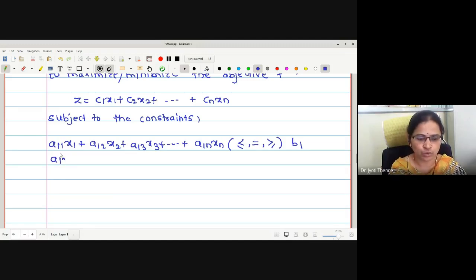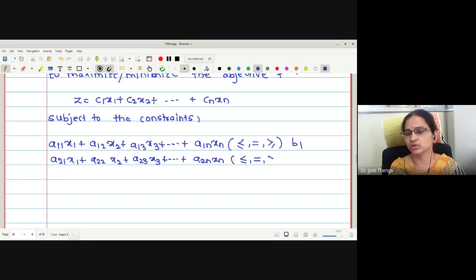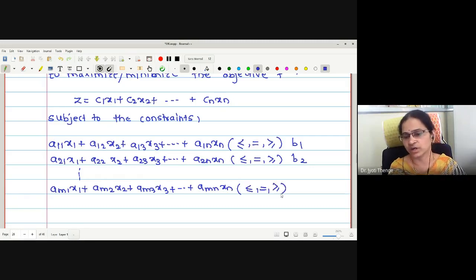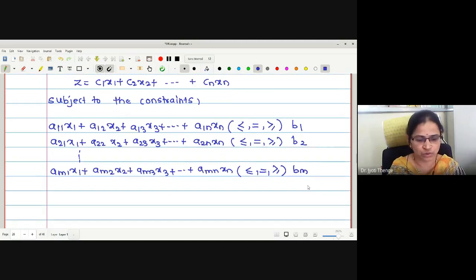Second, a21x1 plus a22x2 plus a23x3, so on up to a2nxn, same, either less than or equal to, or greater than or equal to, b2. Continuing this, let me write the mth one: am1x1 plus am2x2 plus am3x3, so on up to amnxn, either less than or equal to or greater than or equal to bm.